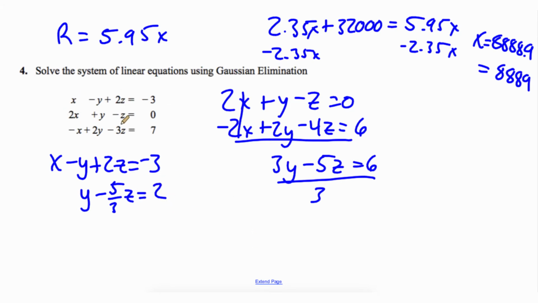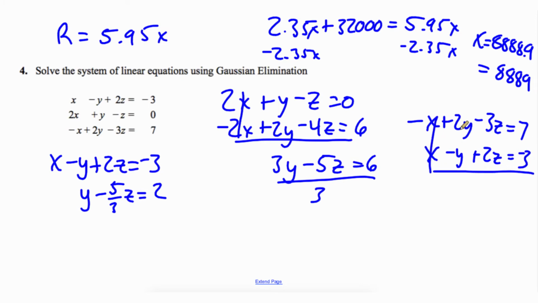So now we've used our top two equations, so we're moving on to our bottom equation, the negative x plus 2y minus 3z equals 7. First thing we need to get rid of is that negative x in the front. So I'm going to take that top equation as is because it already has a positive x. So x minus y plus 2z equals negative 3. Add these up, the x's cancel. We get y minus z equals 4.